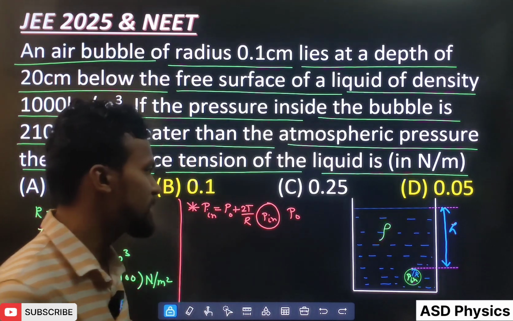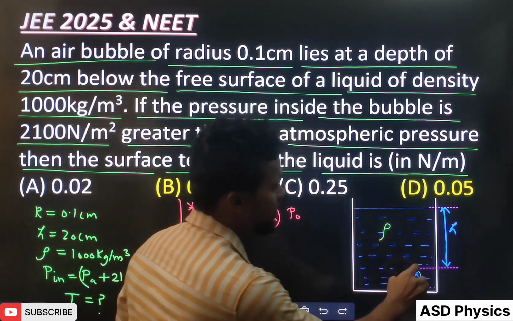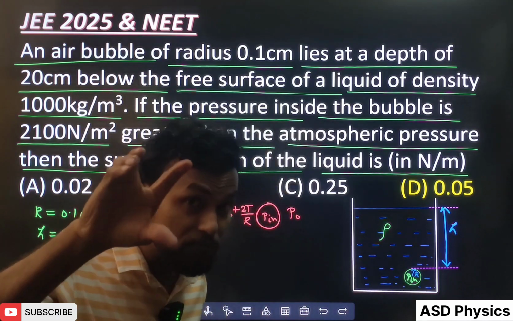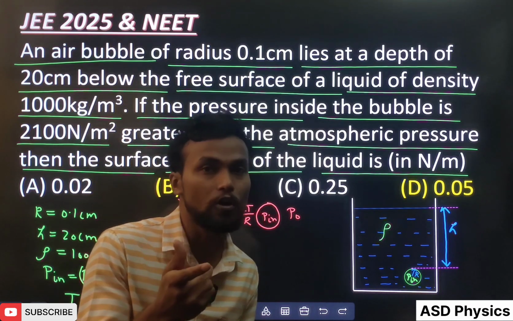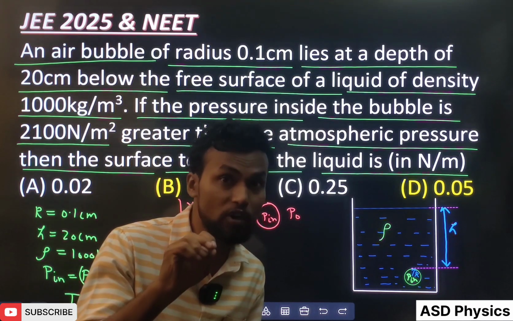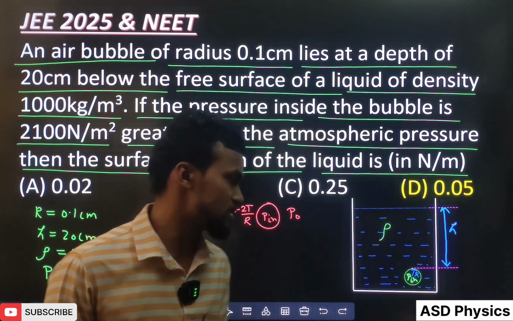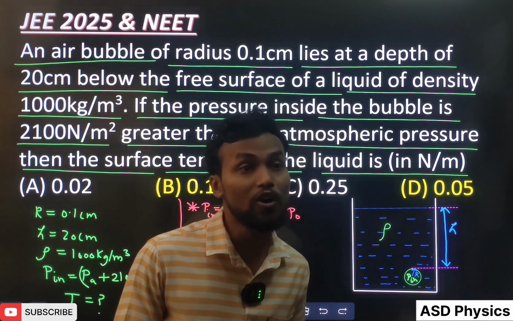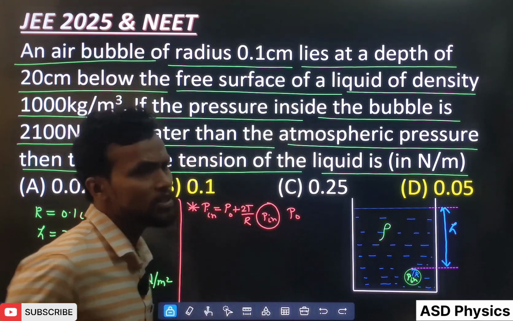Remember that if there is one free surface, here you can see air is inside the liquid, that means the free surface is the inner one. Similarly, in the case of a liquid drop, the liquid is inside but outside there is air, so there is also one free surface. So we can say an air bubble inside water or a liquid drop inside air. In both these situations, we can use this formula.